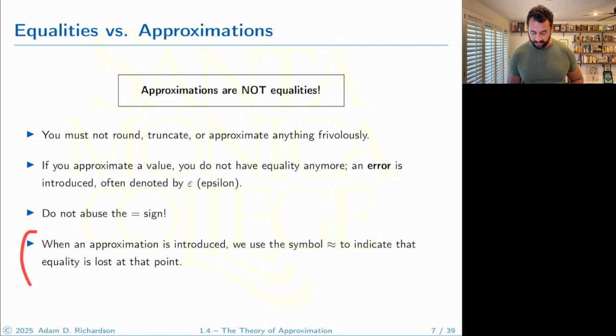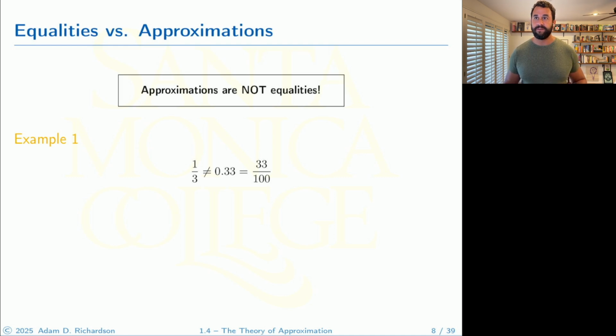So when an approximation is introduced, kind of repeating what I said last time, we use the little wavy equal sign to indicate that an approximation has been made at that point. So here's a good example. And when you're doing the homework, I need you to really take this to heart. This is a common thing that I see with students. 1/3, that's not equal to 0.33. I hate to say it, but that's not equal to 0.33.